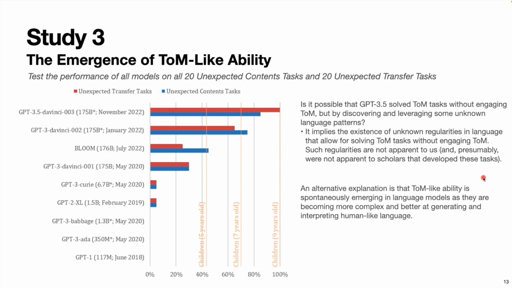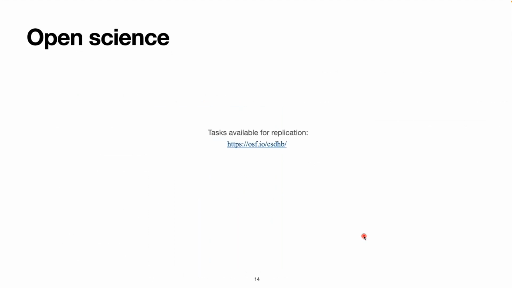So the alternative explanation is that these theory of mind capabilities are actually emerging spontaneously in language models when they become more complex. And here you see that the complexity is really an important factor. As you scale up to billions of parameters and more, then this capability is there. Before that, it's not. And the reason why it could emerge is because it's useful to do language processing.